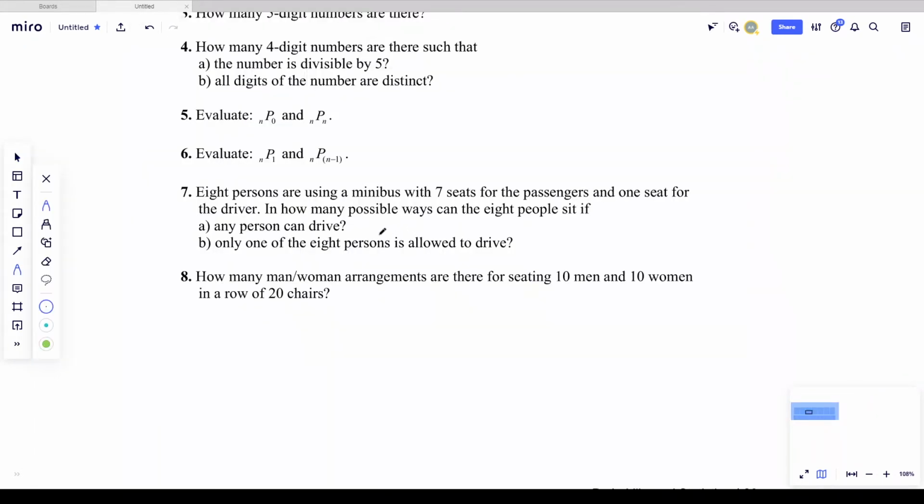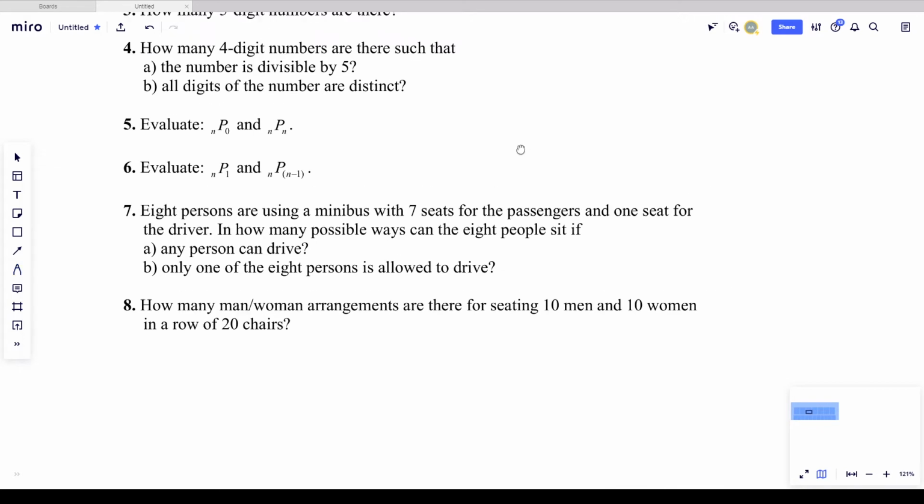Okay, so for number 7, it says 8, so you basically have 8 people and you want to arrange them in a minibus with 7 seats for the passengers and 1 seat for the driver. So basically 8 seats, 8 people, but 1 is for the driver and the rest for the passengers. Any person can drive, so how do you arrange them? You simply do 8 factorial and that's it.